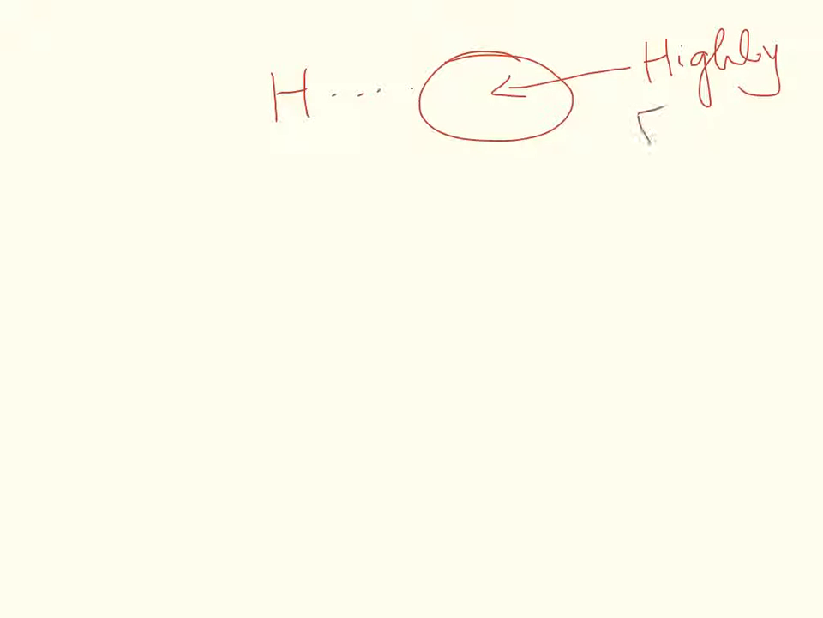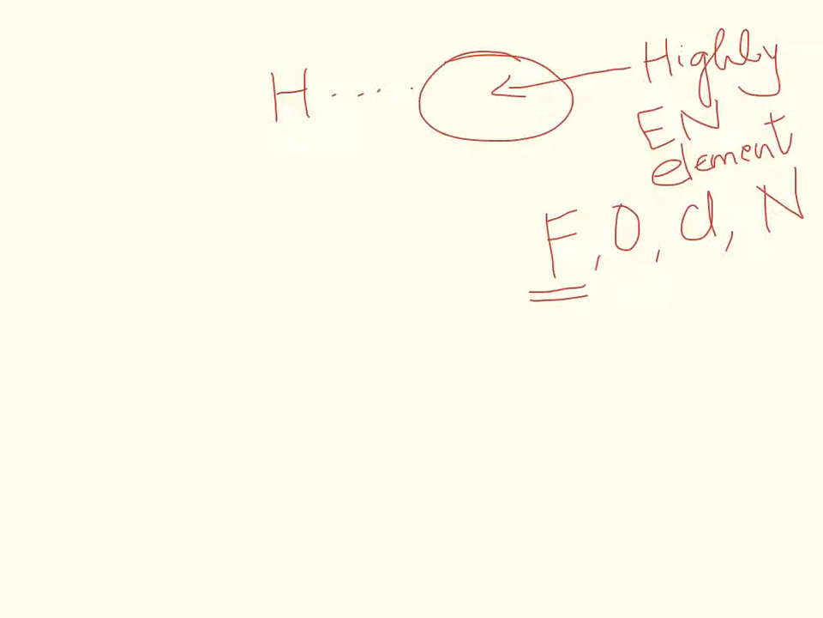In a molecule where hydrogen is bonded to a highly electronegative element, and this could be oxygen, chlorine, fluorine, nitrogen, in this order. Fluorine is the highest electronegative element, followed by oxygen, followed by chlorine, then nitrogen, and then the electronegativity fades away. So in the periodic table, fluorine is having highest electronegativity followed by oxygen.